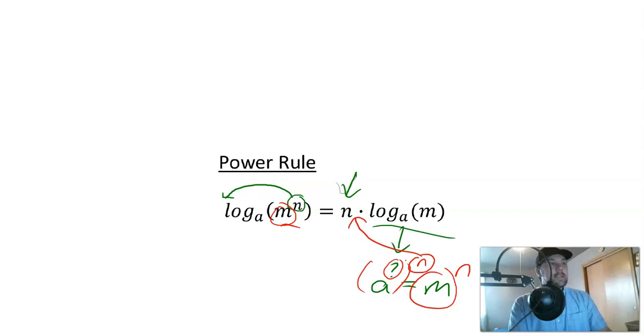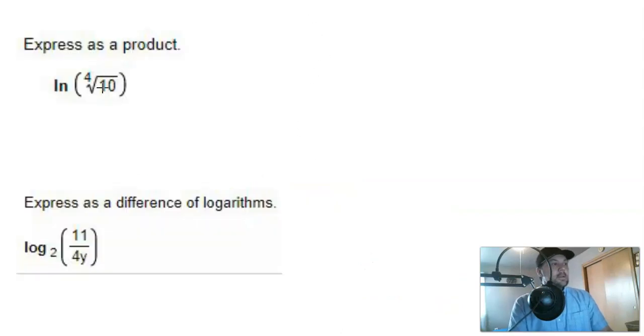So let's take a look at an example. Here they want us to use that rule, but they have a radical here. This rule only works on exponents, but we can rewrite radicals as exponents. So in order to do this problem, you'll have to know that a fourth root can be written as a 1/4 power. So the fourth root of 10 is 10 to the 1/4 power.